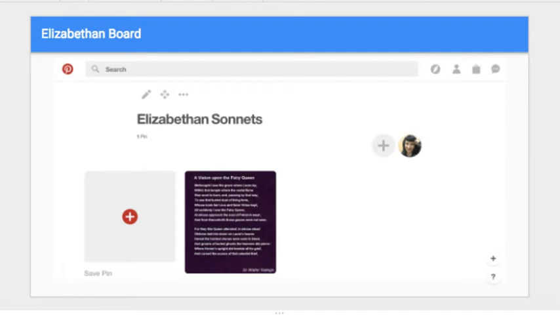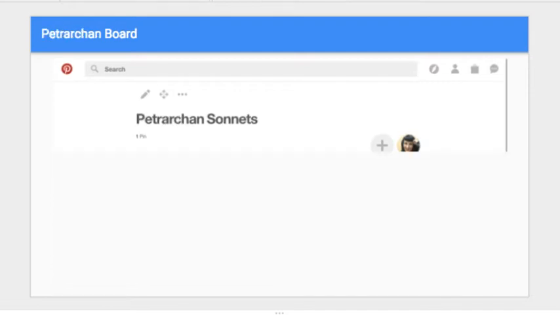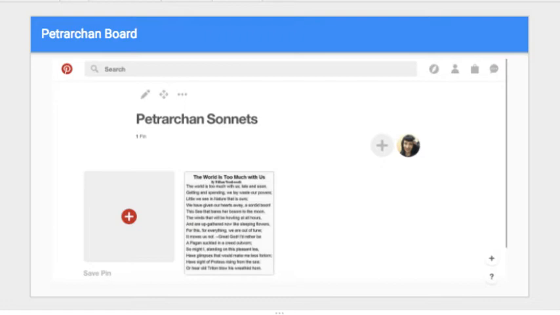The first board is for the Elizabethan sonnets. The second board is for the Petrarchan sonnets. The task is for students to find and post sonnets onto the correct board. For them to do this, they must first recall the facts about each type of sonnet.